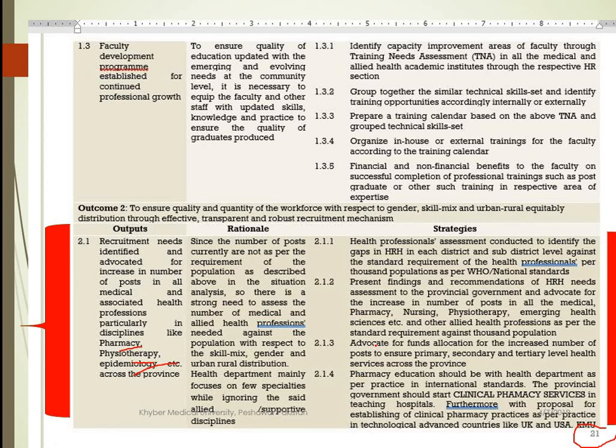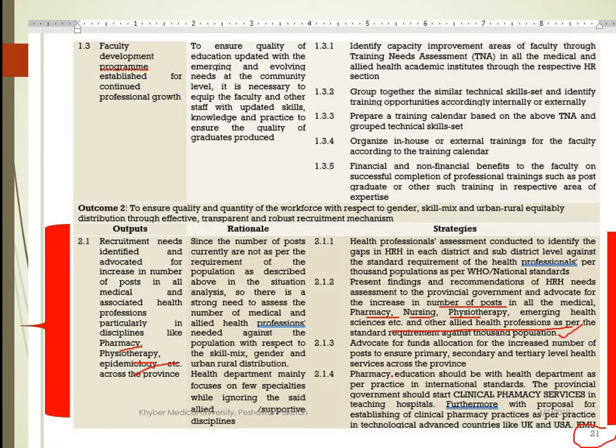And one of the recommendations was that the present findings and recommendations of the need assessment be considered by the provincial government and educate for increasing the number of posts in all medical, pharmacy, nursing, physiotherapy, and emerging health sciences and allied health professionals as per the standard of requirements of the population per thousand.